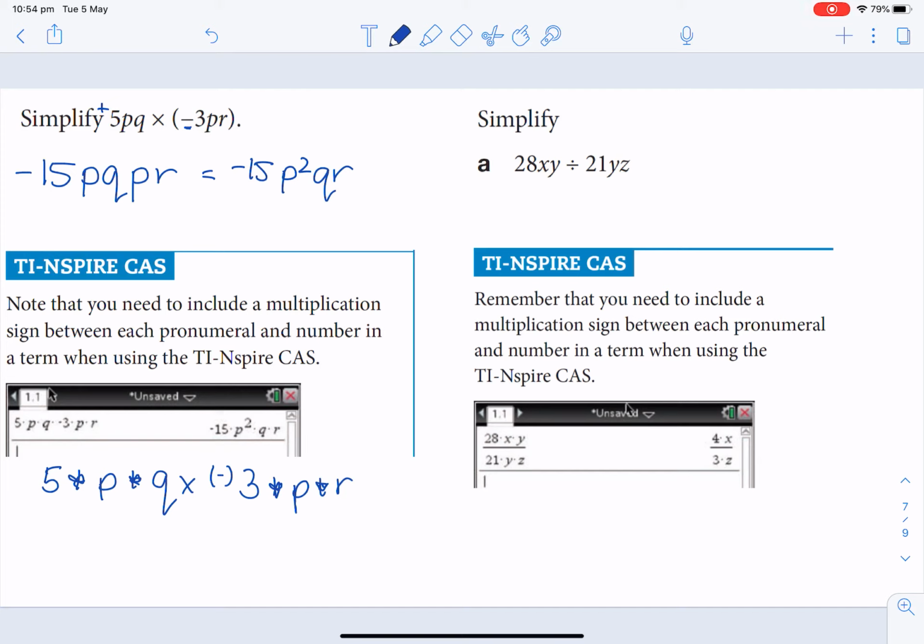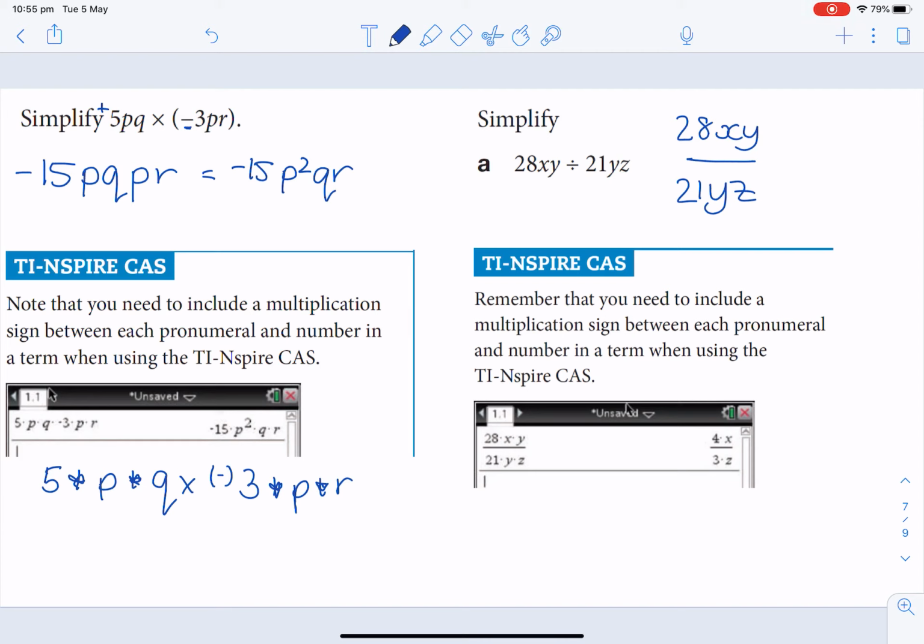Dividing is a little bit trickier, but not too hard. We can either write it as the first term divided by the second term, or we can write it in fraction form. I will tell you that if you're doing it by hand, to write it in fraction form is a lot easier than to write it in division form. So I'm going to pop this into division form. 28xy over 21, no, not x, we want y, yz.